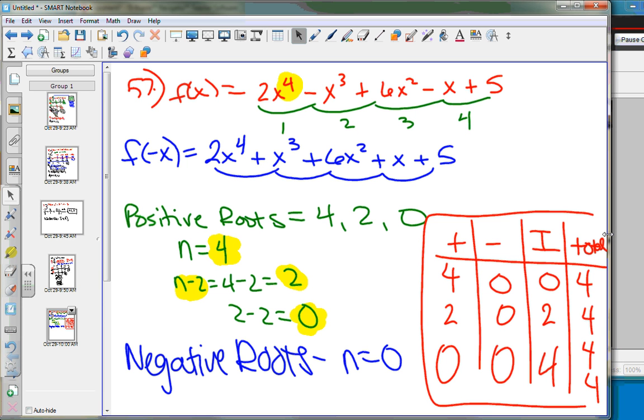I gotta get this from your calculator. You can look at my answer key here.